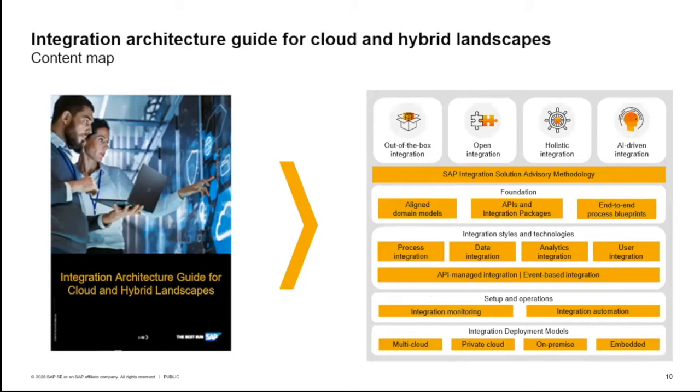So the content map of the full paper is outlined here on this slide. Here we have, as a leading entity, the SAP Integration Solution Advisory methodology, which structures the whole content along integration styles, where we are covering, as of today, with the guide, the process, data, analytics, and user integration styles. Also, some foundational topics are covered, like aligned domain models, our prepackaged integration content, and end-to-end business process blueprints, so all these digital artifacts which you can find and discover at SAP API Business Hub.